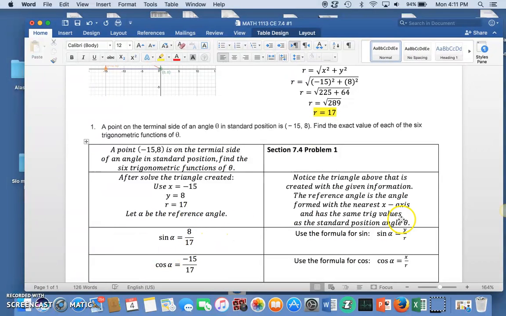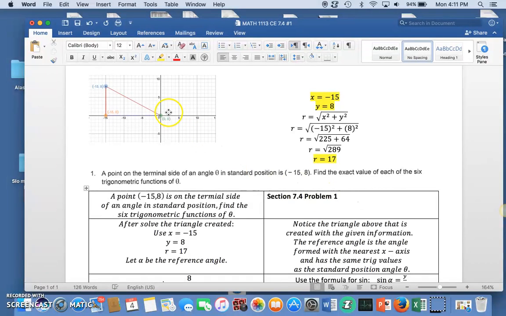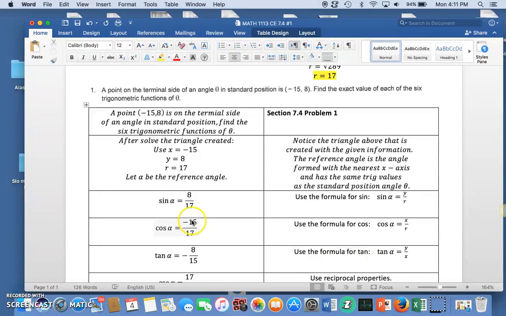Okay, sine is y over r. So if you look up at the actual triangle here, remember your y was 8 and your r was 17. So your sine would be 8 over 17. Cosine is adjacent over hypotenuse, or x over r, which would be negative 15 over 17. And tangent is y over x. Y is 8 and x is negative 15, so it'd be negative 8/15.